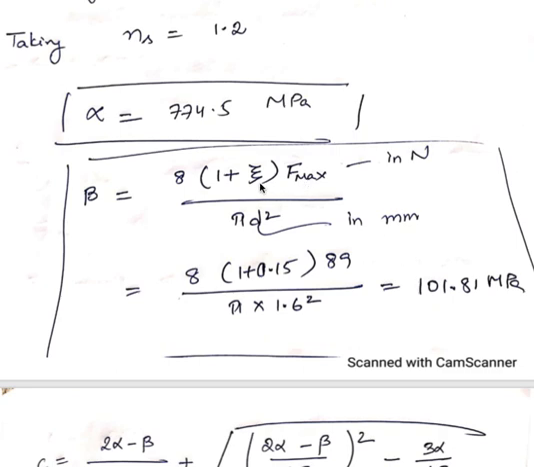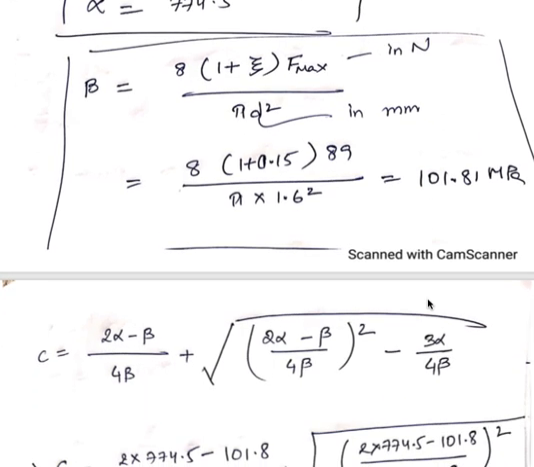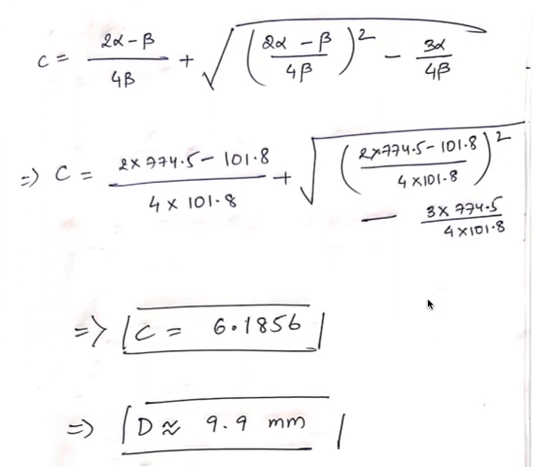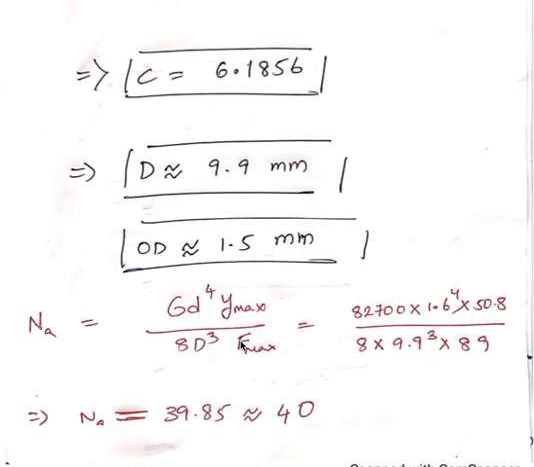So we are taking this factor psi, which finally relates F max to the force needed to take it to the solid length. We take that psi to be 0.15, and based on this we get the value of beta to be 101.81 MPa. So from here, using this relation for the spring index, we get the value of the spring index to be this 6.18, and through that we can estimate the mean coil diameter to be 9.9 mm and outer diameter to be 1.5 mm.